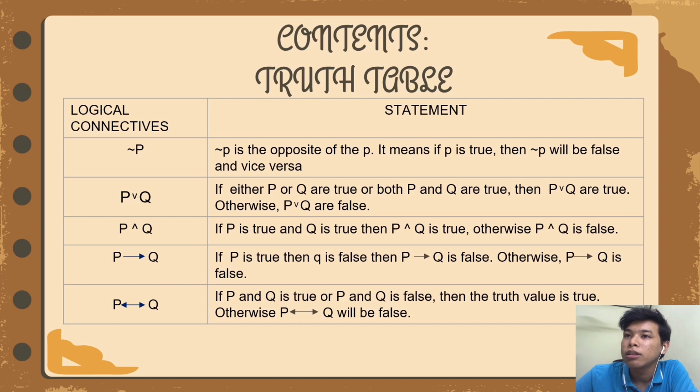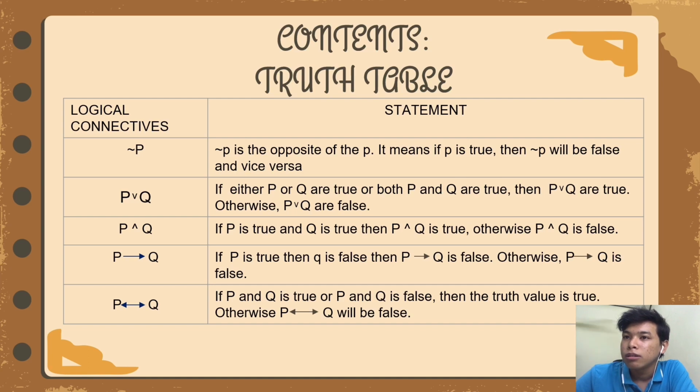Second, disjunction. The statement of disjunction is if either P or Q is true, or both P and Q are true, then P disjunction Q is true. Otherwise, P disjunction Q is false. Third, conjunction. The statement of conjunction is if P is true and Q is true, then P conjunction Q is true. Otherwise, P conjunction Q is false.